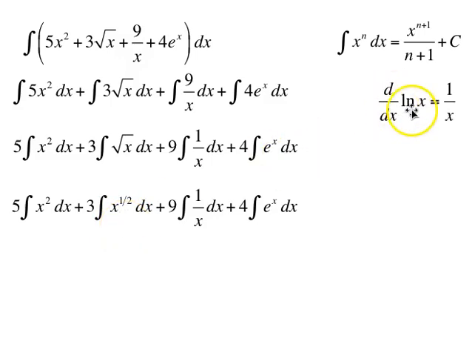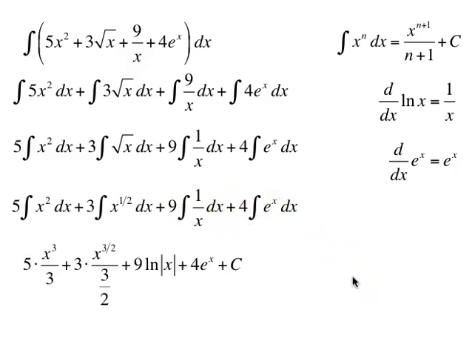Now the derivative of the natural log of x is 1 over x, so the integral of 1 over x is natural log of x. We just add absolute value because that's going to give us a larger domain for the function. And the derivative of e to the x is e to the x, so the integral of e to the x is e to the x. So again, 5x cubed over 3, 3x to the 3/2 over 3/2, 9 natural log absolute value of x, plus 4 e to the x plus c.